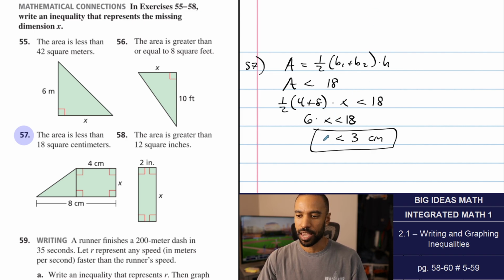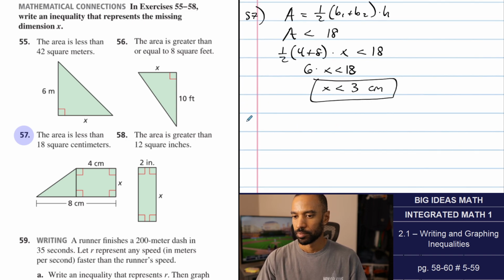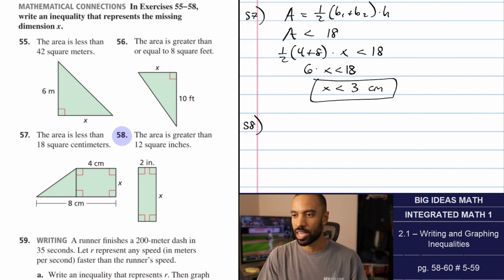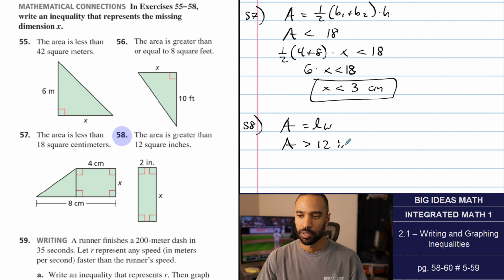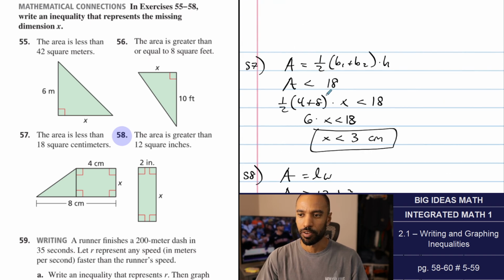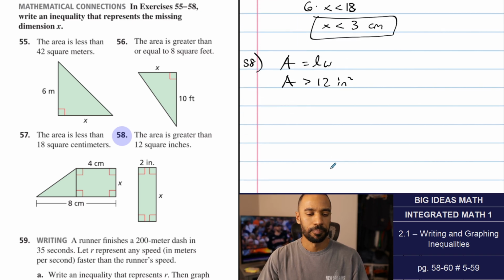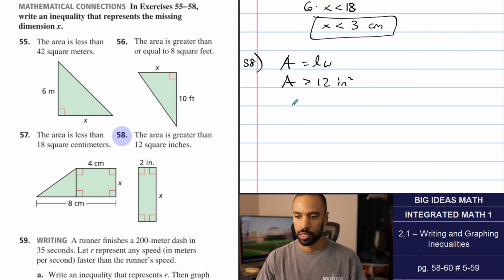And then number 58. The area is greater than 12 square inches. This is a rectangle. We're talking about some sort of length times width, or base times height, however you want to put it. Area has to be greater than 12 square inches. I don't know if I've been putting the other units here. This should be square centimeters, things like that. But this length times width, x times 2 must be greater than 12.